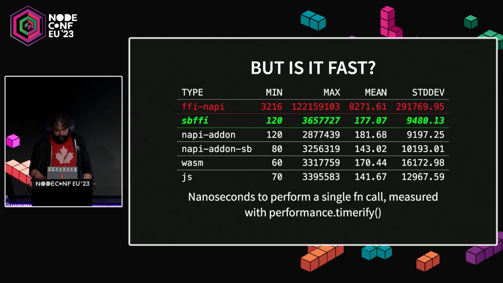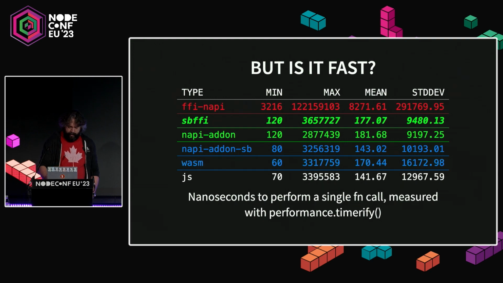For SBFFI, it's quite a bit faster. For an API add-on, this is an example I put together that just uses Node API directly. And then I made another example that does that using the shared buffer technique that I showed on previous slides, but without FFI. And then just for extra context, I made an implementation in WebAssembly and JavaScript. Again, these are just addition functions. There's nothing too complicated here.